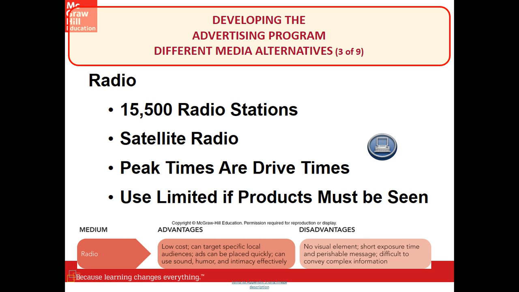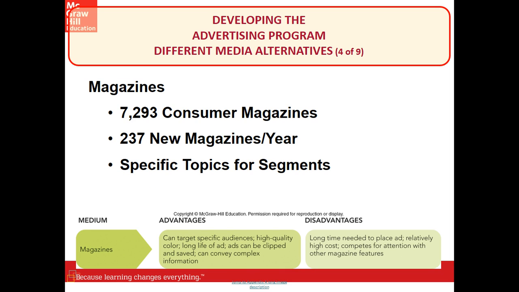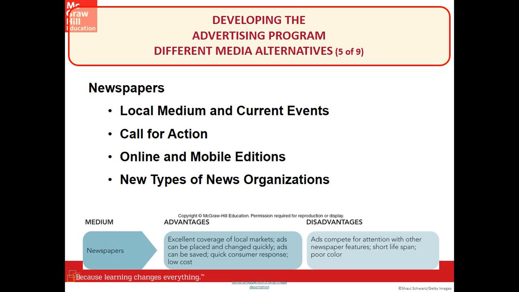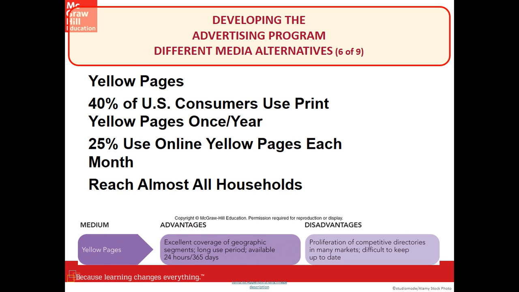And radio, 15,000 stations nationwide. What's the peak time? The stripe time? Pros and cons. Magazines, over 7,000 magazines, with at least 200 new ones emerging every year. Pros and cons. And newspapers: a local medium, current events, calls for action, online and mobile editions, and a new type of news organization emerging. Yellow pages, what's yellow pages? Yes, people still use yellow pages. Pros and cons, make sure you know that.